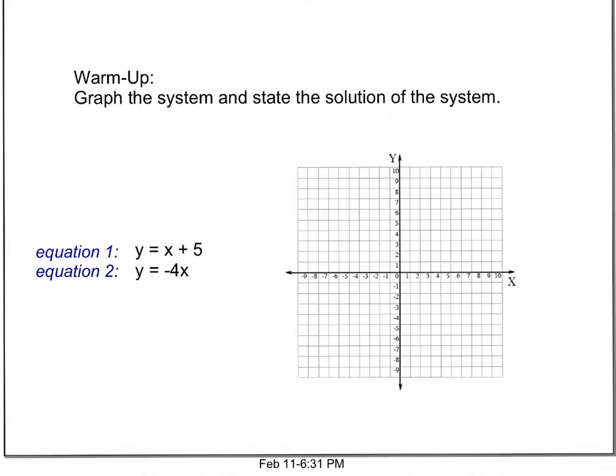Here's a warm-up. Graph these two equations that are part of this system and then state the solution of the system. Do remember that if you're not actually writing the coordinate pair, I'm not going to assume you know where the solution is, so just make sure you're writing that coordinate pair all the time.